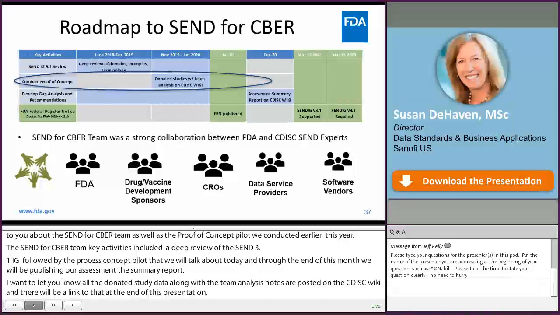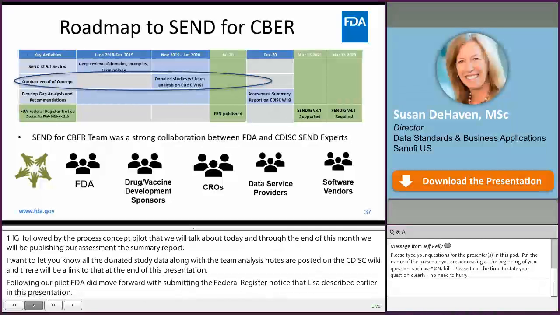The SEND4CBER team is a strong collaboration between FDA and CDISC SEND experts, and you can see they're coming from organizations across the spectrum of stakeholders who are interested in submission of electronic data to the FDA.